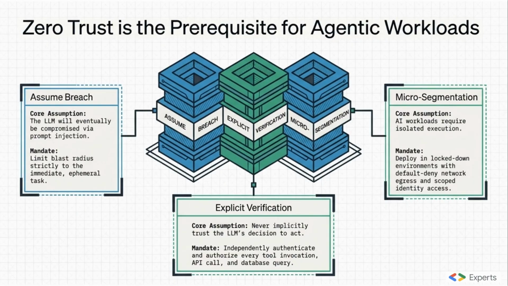This architecture is built around three principles. First, assume breach. Second, verify every request explicitly. And third, minimize blast radius through micro-segmentation. Every tool invocation, every API call, every database query should require independent authorization. Security becomes continuous rather than one-time authentication.